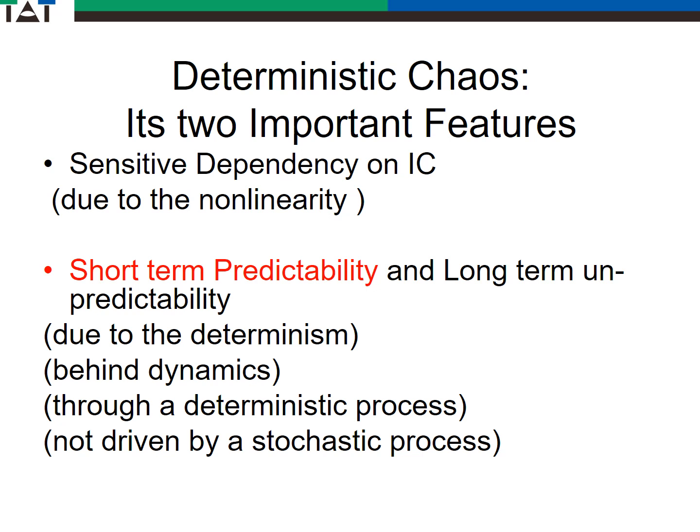Okay, deterministic chaos has two important features I already explained. Sensitive dependence on initial conditions, in other words, means short-term predictability. Short-term prediction is possible, but long-term prediction is impossible.